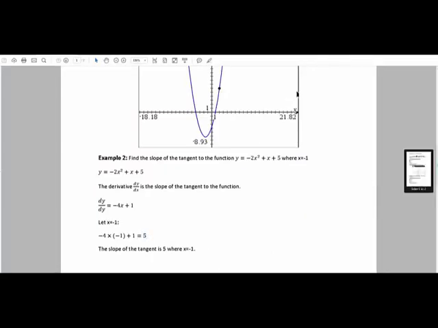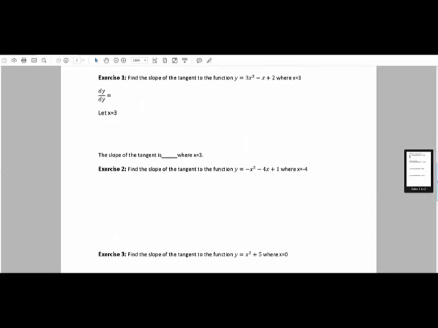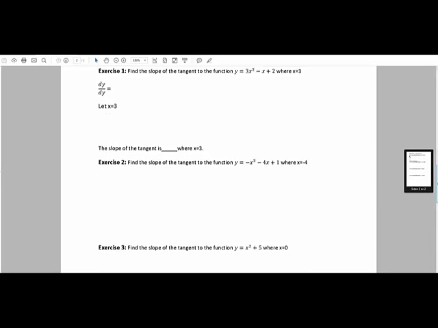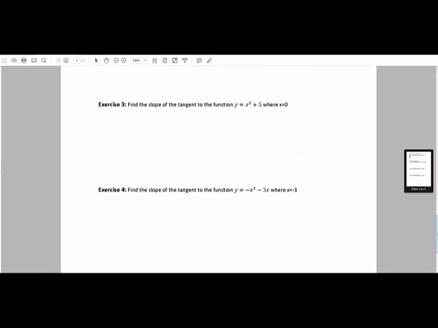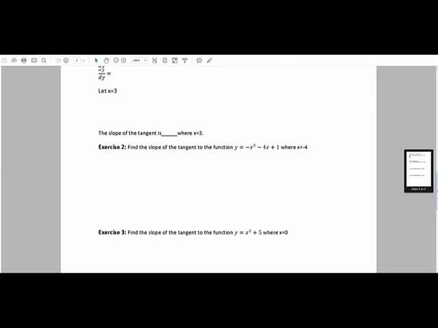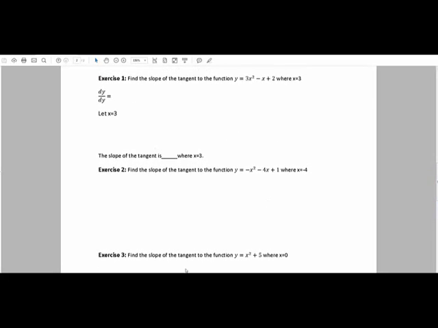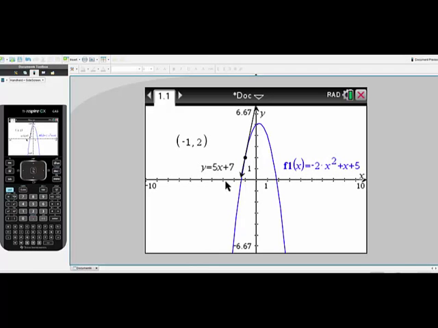Now try to follow the same steps and do the exercise 1, 2, 3, and 4. And when you've done one exercise, you do the same thing with a calculator that we just did to confirm your results.